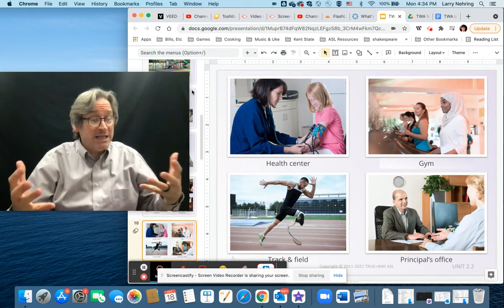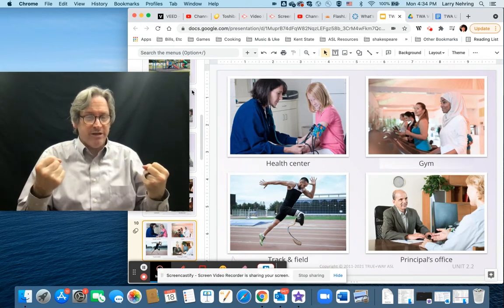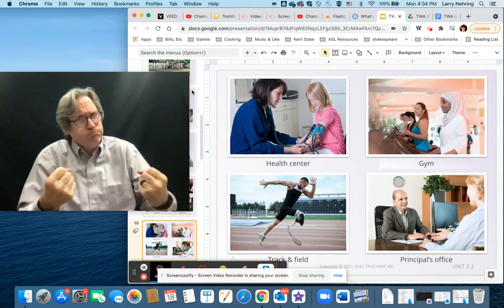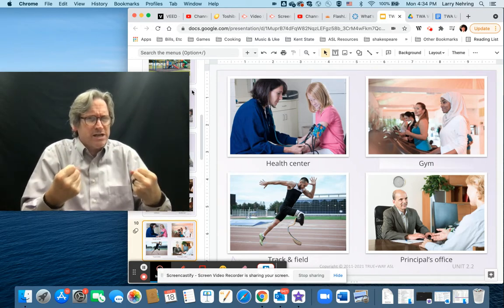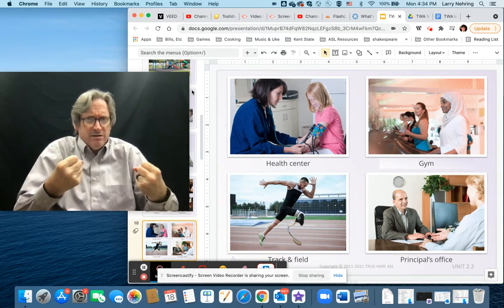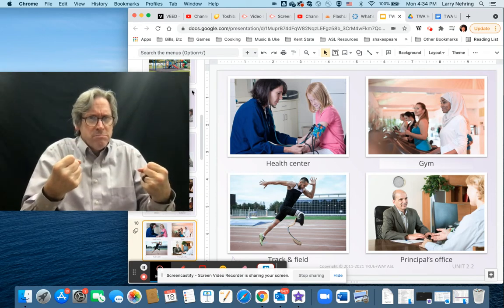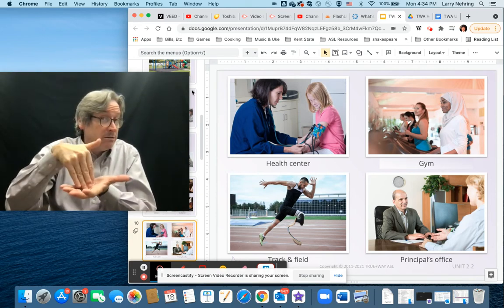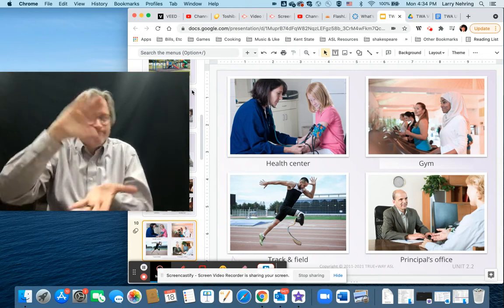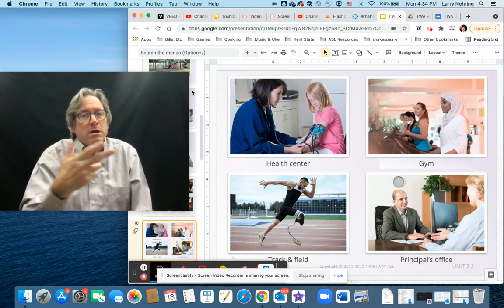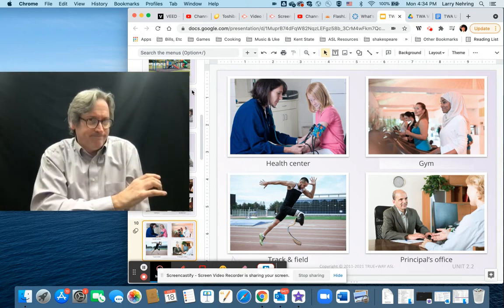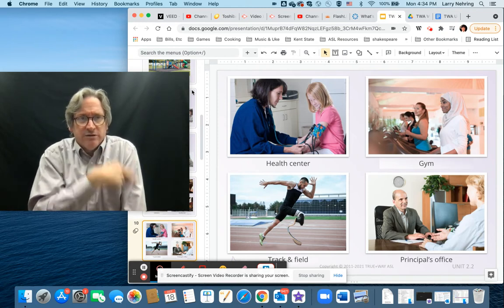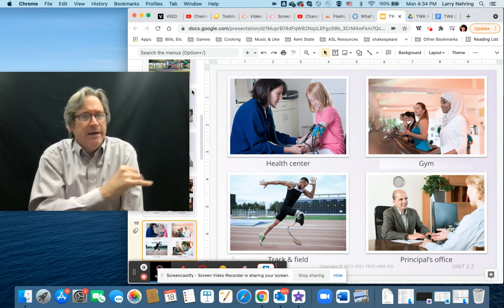Health center or clinic. Health is this. It's also the sign for strength, brave, those kind of health positive signs. Center, like middle, right? Health middle. We've done this for hospital. We've seen H for hospital, but if you do it with a C, it means like clinic.